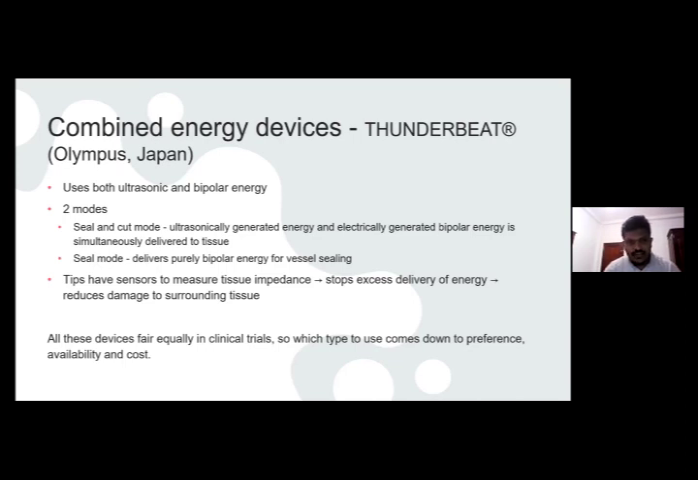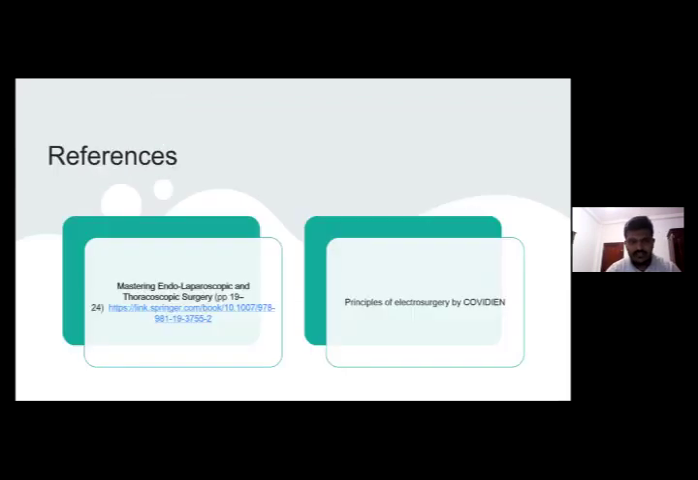There are a few studies and they demonstrate that all those high energy devices are equal in efficacy, but the choice would be dependent on availability, preference, as well as the cost. So those are my references, and I will conclude my presentation, and thank you.